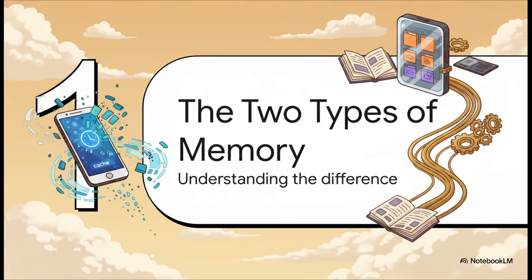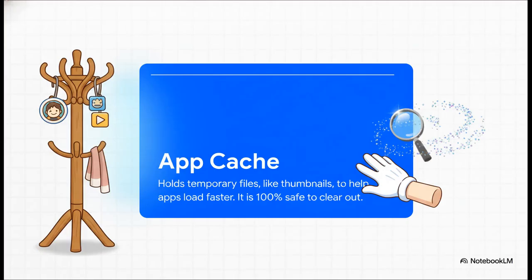Okay, so to really get a handle on those buttons, we first need to understand what they're actually dealing with. See, your apps store two totally different kinds of information, and once you get the difference between them, the rest is easy. First up, let's talk about the app cache. The best way to think about this is like a coat rack right by an app's front door. When you open it, the app quickly hangs on to some temporary stuff, like the profile pictures in your feed or the little thumbnails for videos. It does this so everything feels faster next time. Clearing the cache is just clearing off the coat rack. It's not important stuff, and it's 100% safe to get rid of.